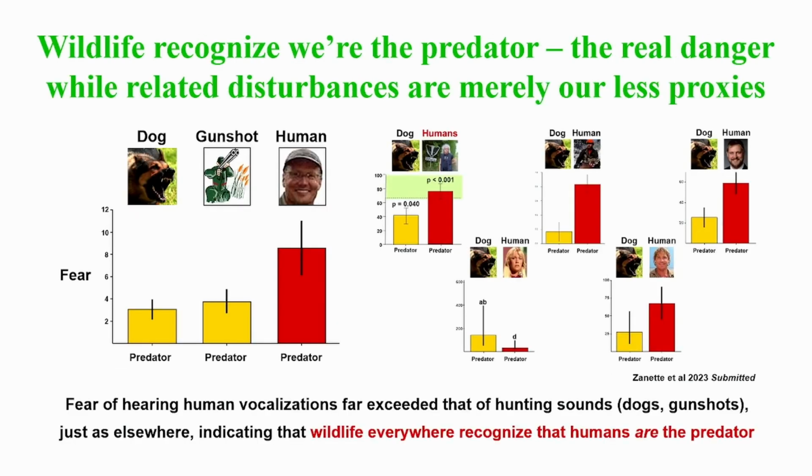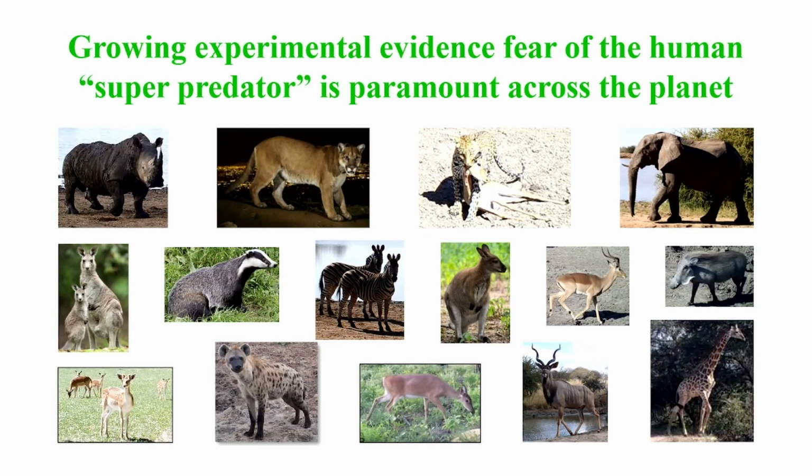Now, a further significant facet is that it demonstrates that the fear of specifically hearing human vocalizations far exceeded that of hearing hunting sounds, i.e. dogs barking or gunshots, just as elsewhere in all the other experiments around the globe I've shown you, indicating that wildlife everywhere recognize that humans are the predator, the real danger, while related disturbances like dogs barking are merely our lesser proxies. So in sum, we're accumulating growing experimental evidence that fear of the human superpredator is indeed paramount across the planet.